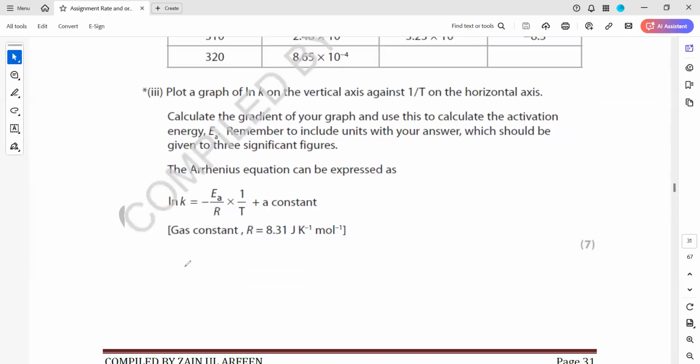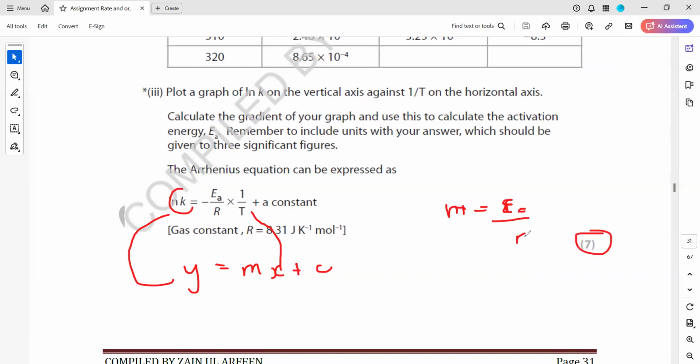When we plot a graph for ln K on the y-axis, we have the formula y equals mx plus c. So on the y-axis, if we plot ln K, and on the x-axis we have 1 over T, what will be our gradient? Our gradient will be equal to EA over R. See the weightage of this question: 7 marks. So it's a high weightage for the question, like plotting a graph. And then EA is there. So if we need EA, the gradient multiplied by R gives the value for activation energy.